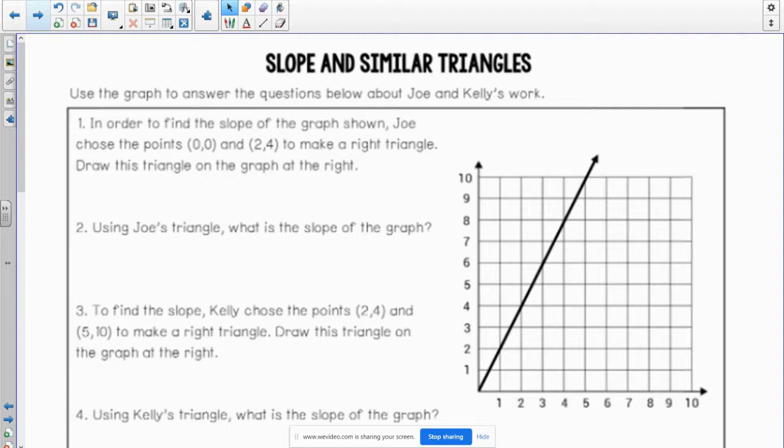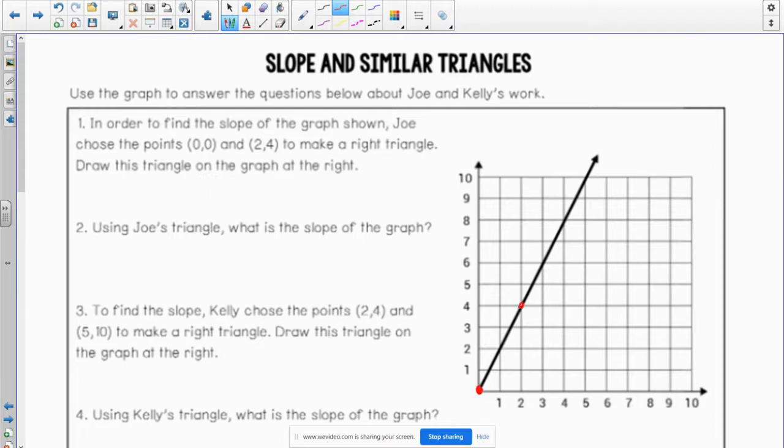So we're going to look at this graph here to the side. It involves Joe and Kelly. It says, use the graph to answer the questions below about Joe and Kelly's work. In order to find the slope on a graph, Joe chose the points 0, 0, and 2, 4 to make right triangles. Draw this triangle on the graph on the right. So we'll pick Joe is in the red color. So you pick the point 0, 0, and you pick the point 2, 4.